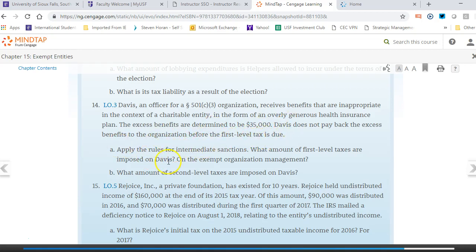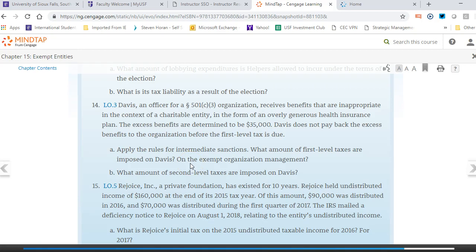So this goes back to what was mentioned in the chapter, that there are some extra taxes to pay if you're an officer of a 501c3 and you are overly compensated. Okay, so basically it says, letter A, apply the rules for intermediate sanctions and what amount of first level taxes are imposed on Davis, and then what's also imposed on the exempt organization's management.